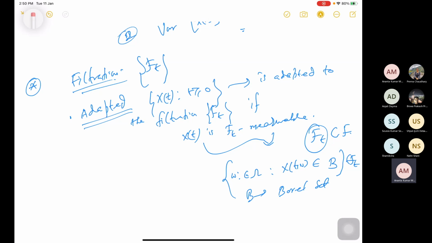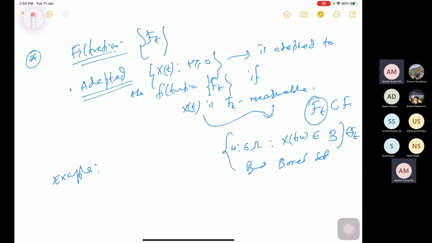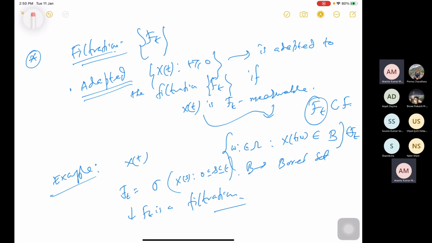For example, suppose I have a stochastic process Xt. I can define Ft as the sigma algebra generated by X of s such that 0 less equal to s less equal to t. This is called the history of the process, and Ft is a filtration. Not only that, Xt is Ft adapted in this case also, automatically by definition. This is the smallest sigma algebra containing the stochastic process, such that it becomes a sigma algebra. That is the sigma algebra generated by these things. Sometimes this filtration is called the natural filtration.